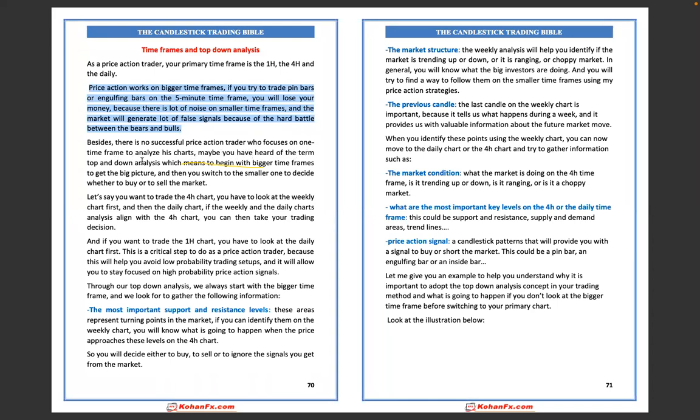Maybe you have heard of the term top-down analysis, which means to begin with a higher time frame to get the bigger picture, and then you switch to the smaller one to decide whether to buy. I think when we go to the chart, I will explain better. So that is that. This is the reason why I don't trade on lower time frames. Okay, so this is the trick.